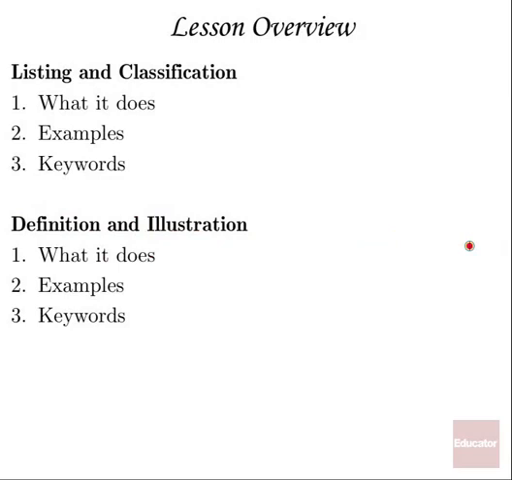So the overview for this lesson is going to be very simple. We have listing and classification: what it does, examples, and then finally the keywords that let you know, hey, this essay is organized according to listing and classification. Then we're going to go with definition and illustration. Tell you what it does, examples, and then keywords one more time.